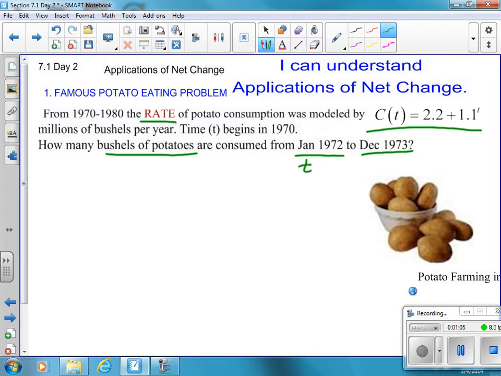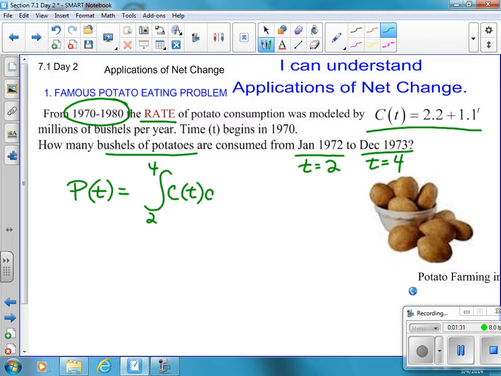So this is year t equals 2, and this takes us to the end of year t equals 3. So we're going to take the consumption from 2 to 4 years, because it says 1970 to '80. Our potatoes equal the antiderivative, the area under the curve of the rate, so you take C(t) dt.